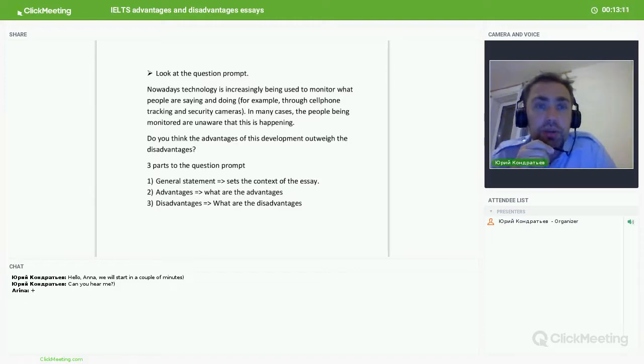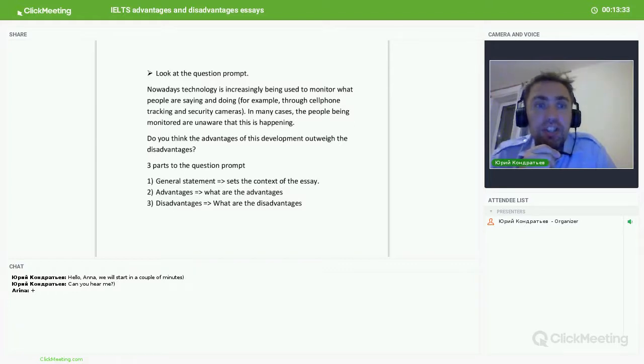Nowadays, technology is increasingly being used to monitor what people are saying and doing, for example, through cell phone tracking and security cameras. In many cases, the people being monitored are unaware that this is happening. Do you think the advantages of this development outweigh the disadvantages? So, as you can see, there are three parts to this question prompt.